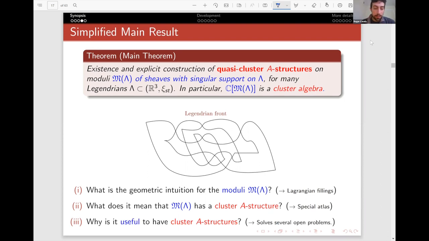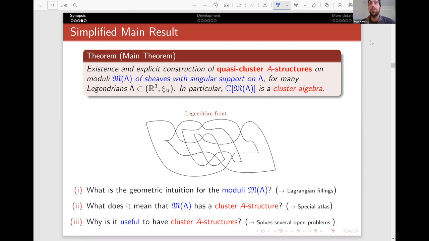And finally, why is it useful? Sometimes people say, wait, what's the point of this? Well, I don't have a good answer except that it just happens to solve a lot of the problems that otherwise seem hard. There's many problems I cared about. For instance, I'll mention one in the next slide.